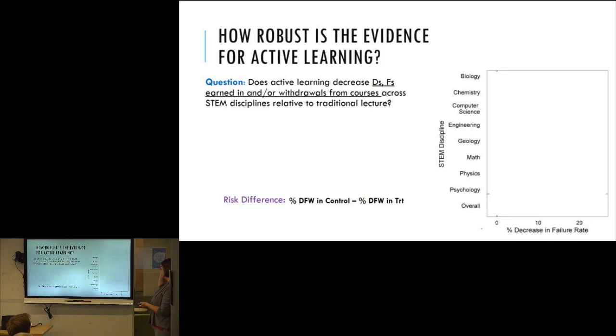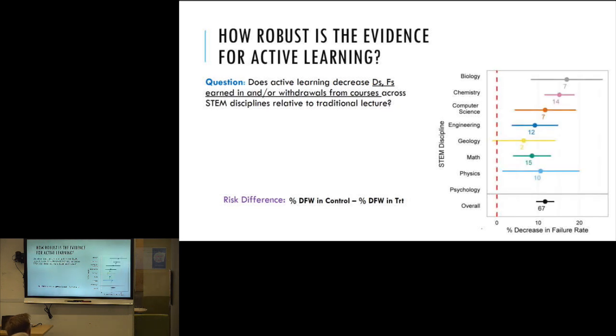All right, so then let's look at D's, F's, and withdrawing from the course, so DFWs. So this is a different outcome variable. This is the percent decrease in failure rate, which is going to just be failure rate in the control minus failure rate in the treatment. So if it's positive, there was higher failure rate in the control than the treatment. Okay. So here's what we see here.